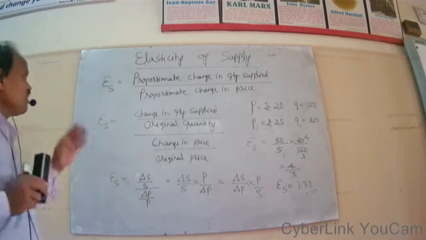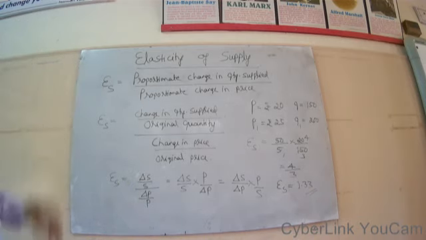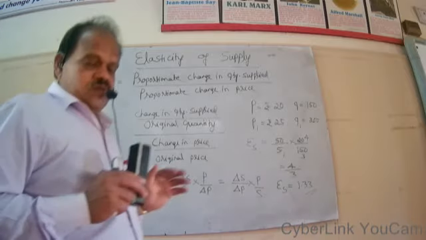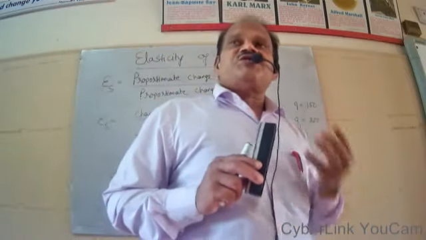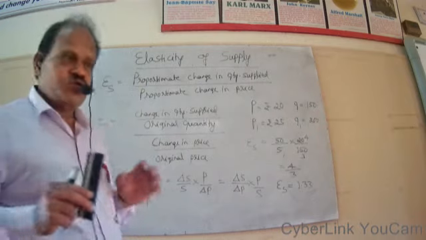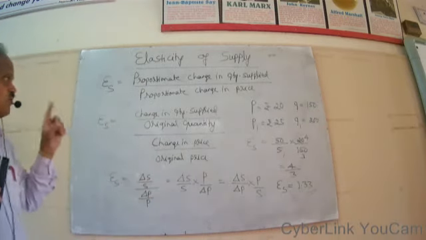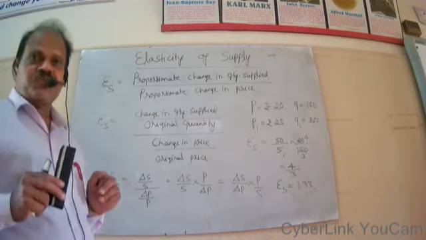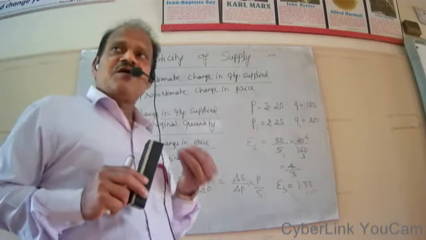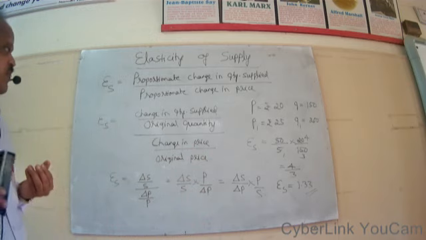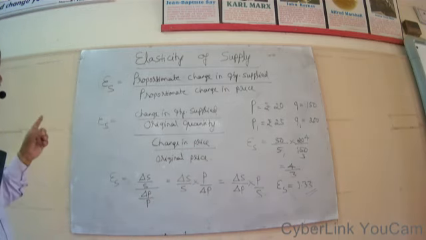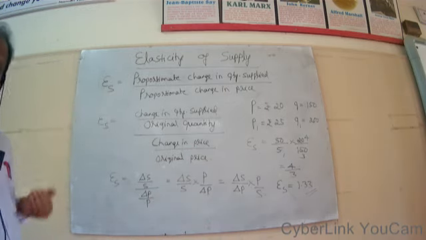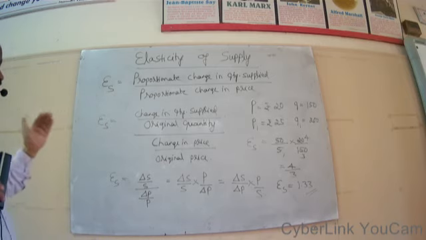So what do you mean by price elasticity of supply? It refers to a measure of the change in quantity supplied due to a change in the level of price. In other words, the price elasticity of supply measures the degree of responsiveness of supply due to a change in the level of price. Then how it can be measured?